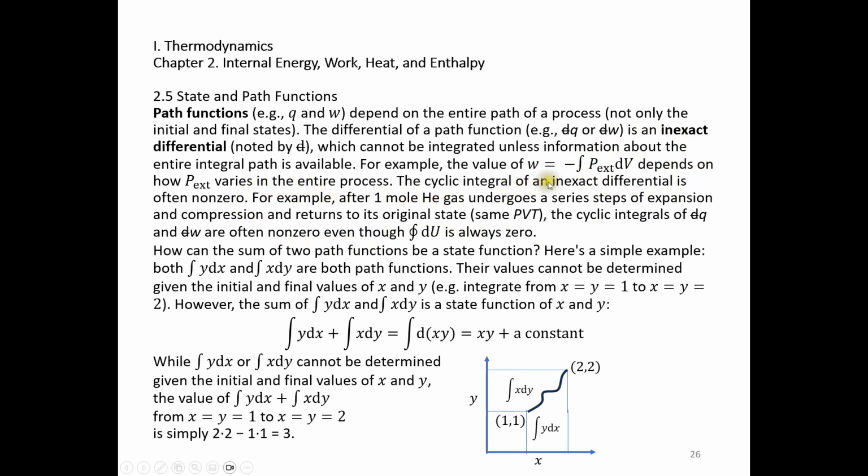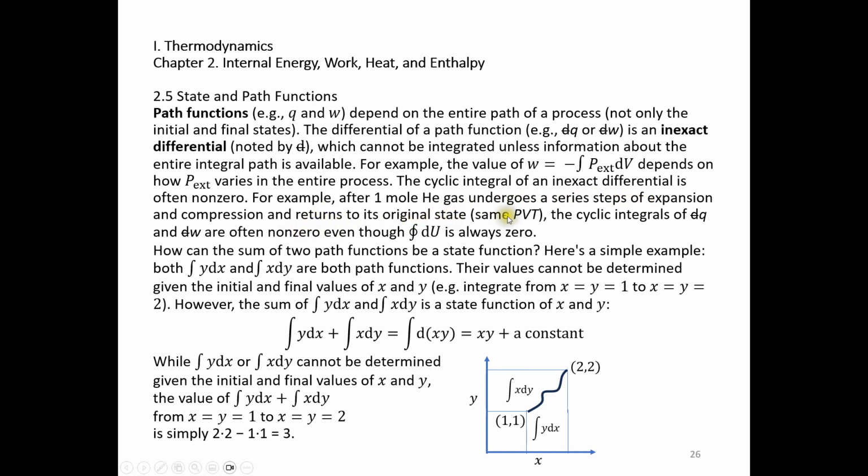The cyclic integral of an inexact differential is often non-zero. Even if it's zero, usually it's just due to coincidence. Here's an example. 1 mole of helium undergoes a series of steps of expansion and compression and returns to its original state.